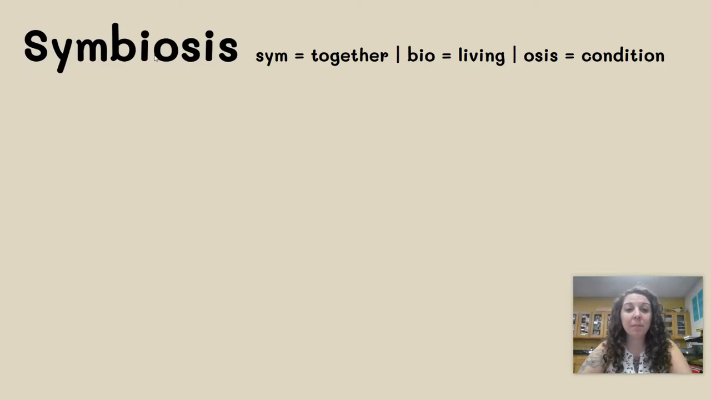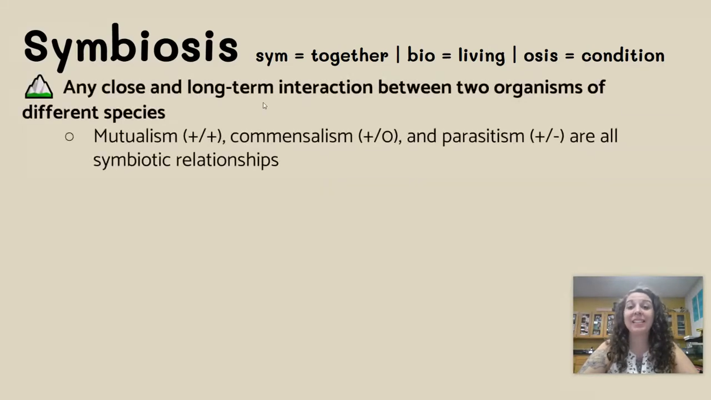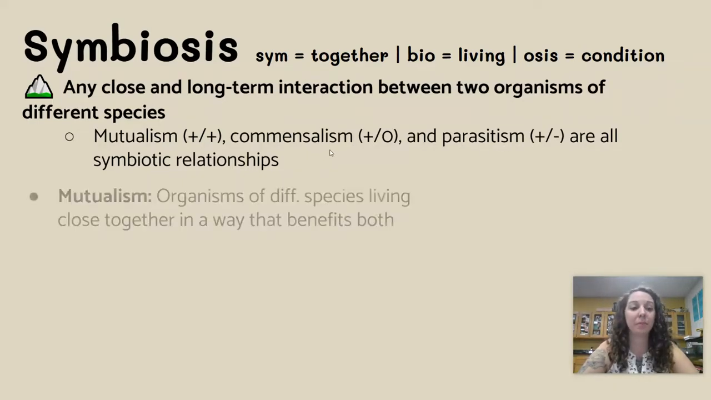So when we talk about symbiosis, we can break that word apart. So sym has its true meaning is together, bio is living, and then osis is a condition. So this is things that are living together and interacting. But this has to be two organisms of different species. Okay, so any close long-term interaction between two organisms of different species. Mutualism, commensalism, parasitism, those are all symbiotic relationships.